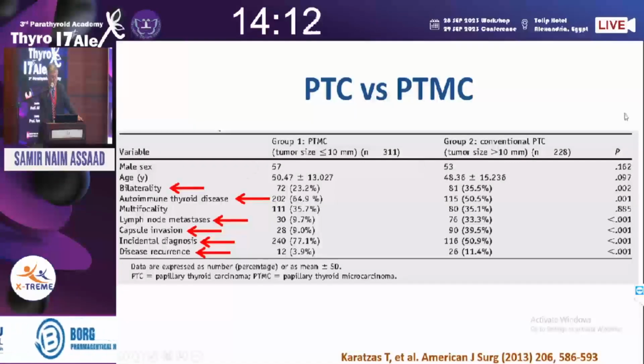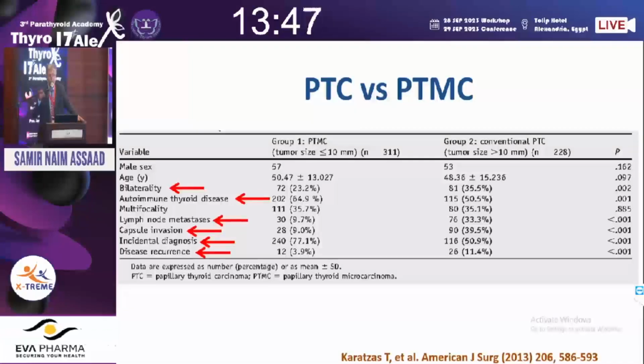You can see that in this patient with microcarcinoma, the bilaterality is less, the lymph node metastasis, capsule invasion, and disease recurrence are less, but the incidental diagnosis, which I'm going to talk about in a minute, inshallah, is more with micropapillary, and the autoimmune thyroid disease association is more with the micropapillary.